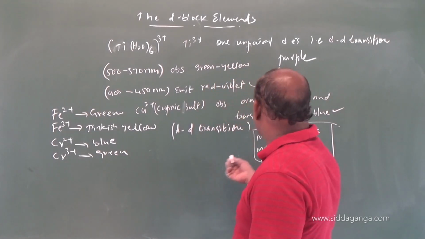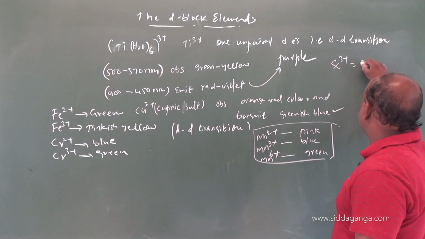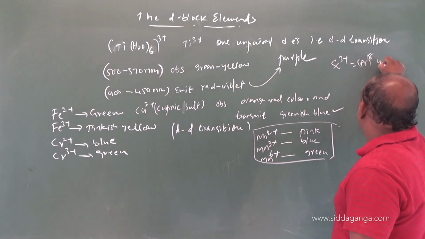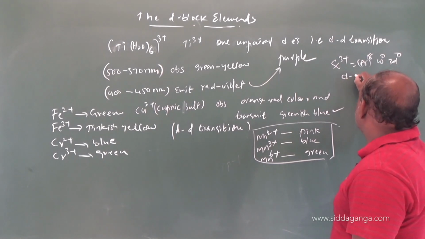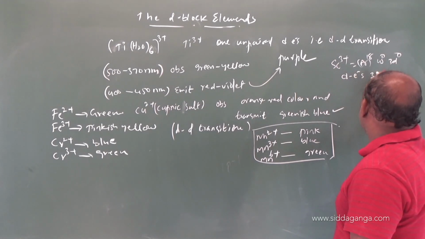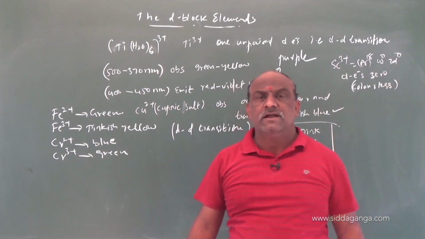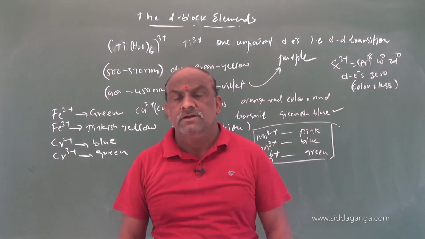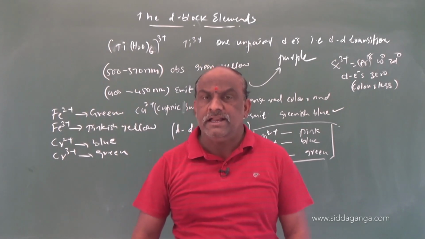Let us consider some more examples. Scandium 3+: we already know argon 18, 4s0, 3d0, so d electrons are 0. So it is colorless. Why is scandium 3+ colorless? No unpaired d electrons.